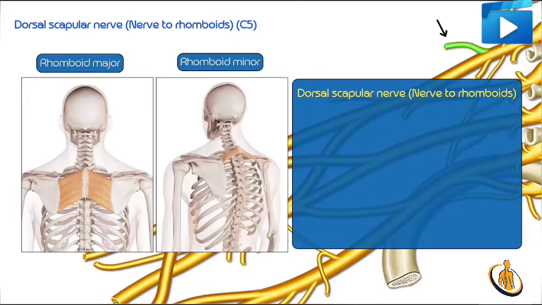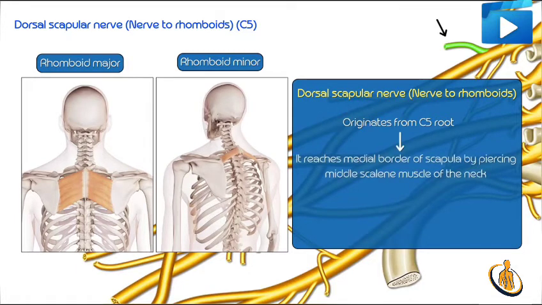The nerve to rhomboids, or the dorsal scapular nerve, originates from the C5 root of the brachial plexus, where it reaches the medial border of the scapula by piercing the middle scalene muscle of the neck. It mainly gives innervation to the rhomboid major and rhomboid minor muscles, which are mainly responsible for retraction of the shoulder.